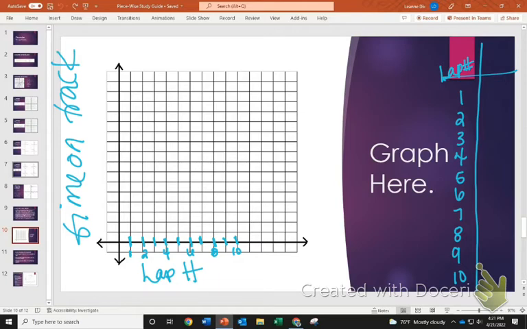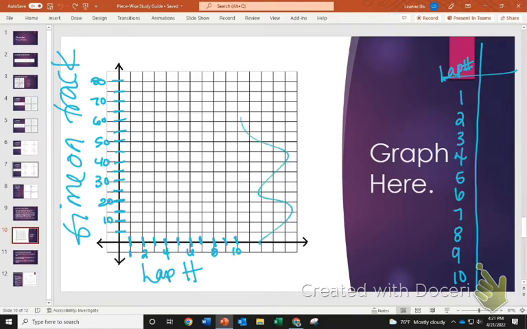And because I have limited space, I'm actually going to go by 5s. So I'll just label the 10s though. 20, 30, 40, 50, 60, 70, and 80. All right, there we go.